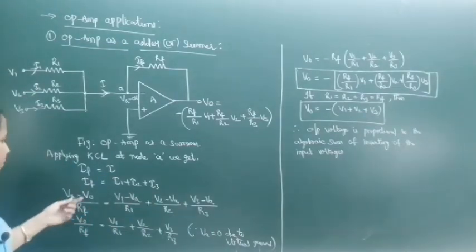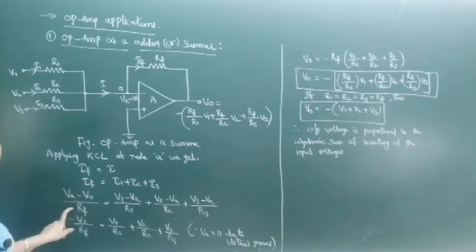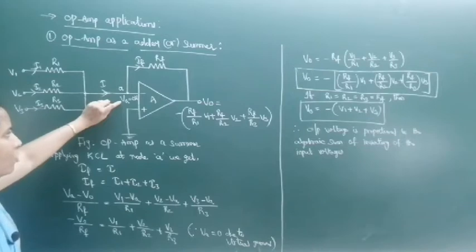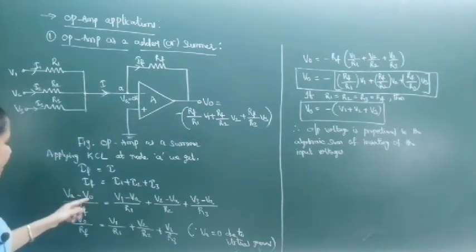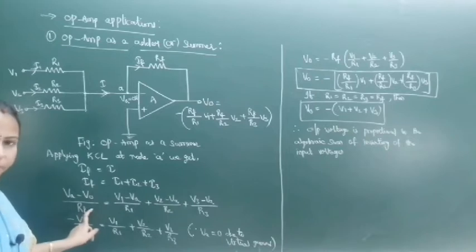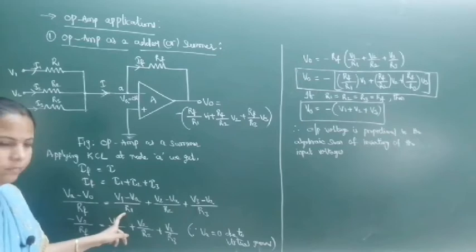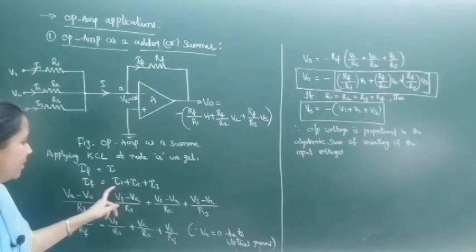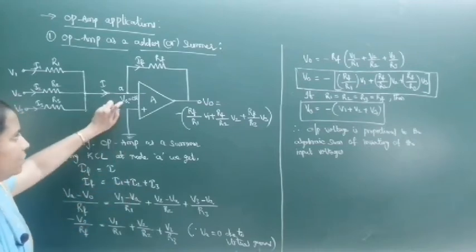So IF equal to what? The feedback current is equal to VA minus V0 by RF. VA is the voltage at junction A or node A, and V0 is the output voltage. So IF is equal to VA minus V0 by RF. Like that, I1 equals V1 minus VA by R1. VA is the voltage at node A, indicated by VA.